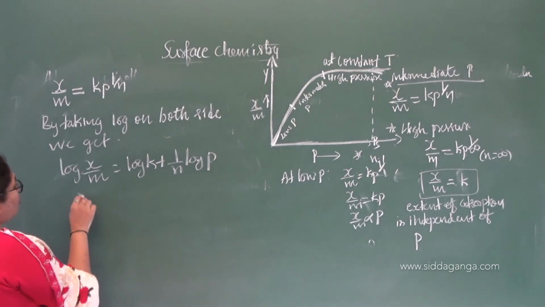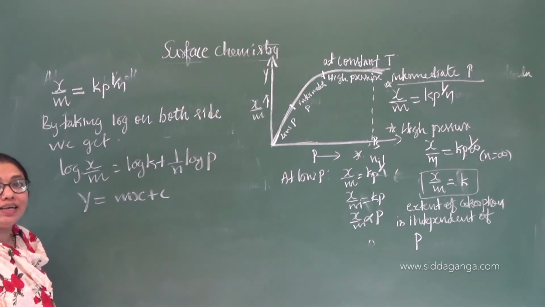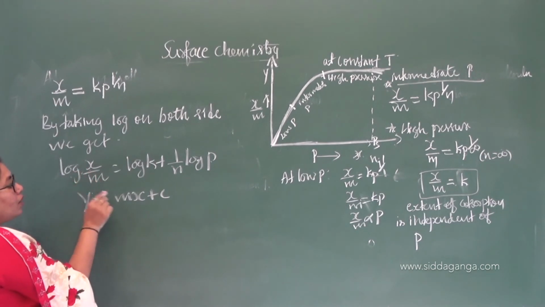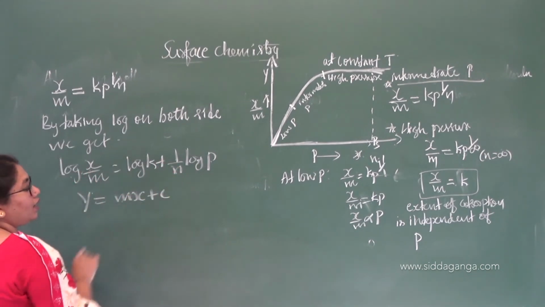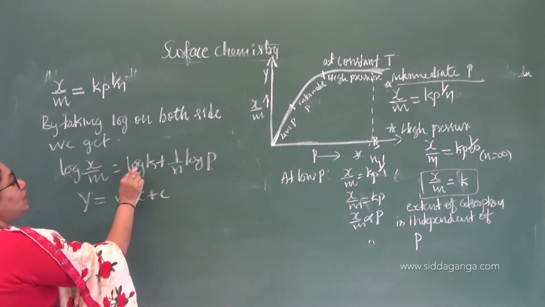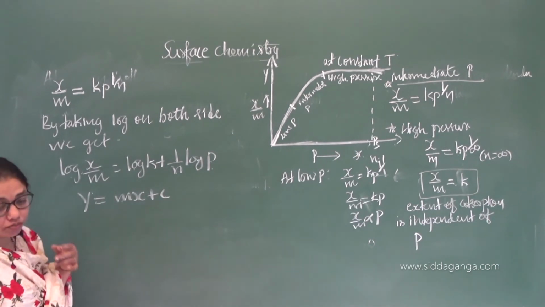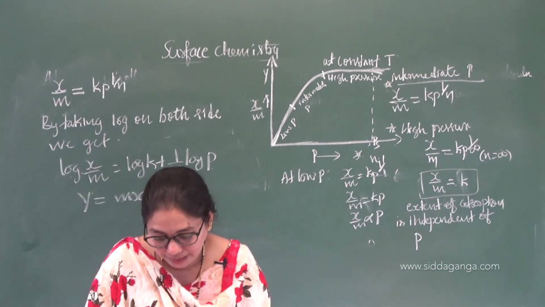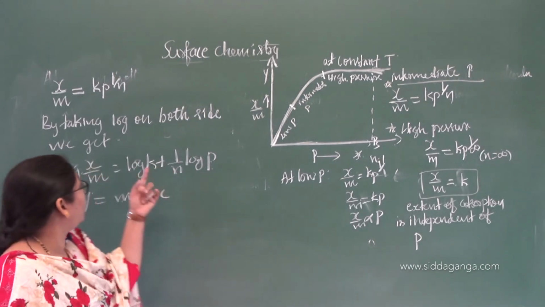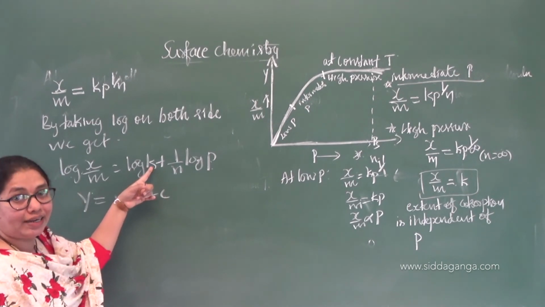So this is of the form y is equal to mx plus c, the equation for a straight line. What is there in the place of y? Log x by m. What is there in the place of m? That is 1 by n, which is nothing but the slope. What is there in the place of x? Log p. And c is log k, which is the intercept. So the slope is 1 by n, and log k is the intercept.